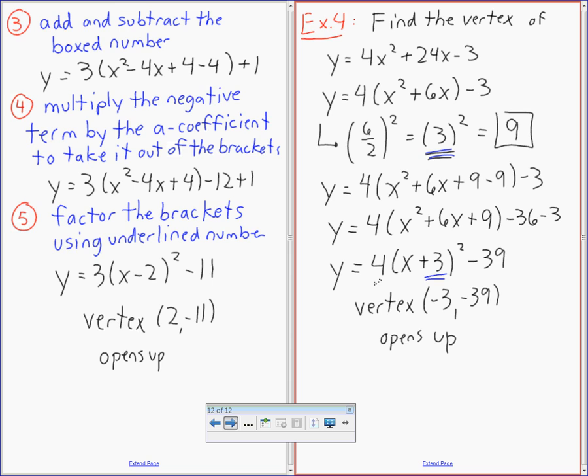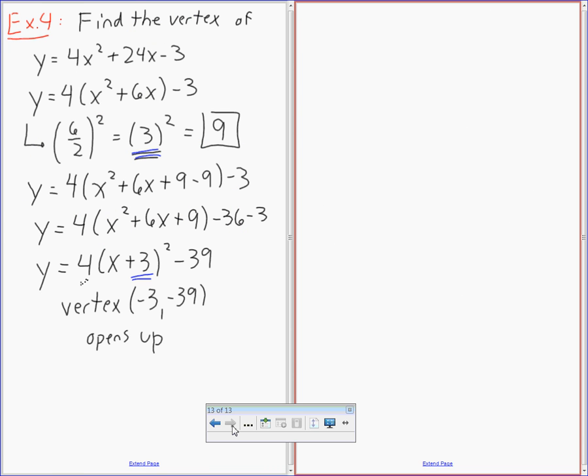All with integers, okay? Example 5. I'm going to give you about 5 minutes to do this one. If you need to consult with your partner, feel free. Find the vertex of y equals negative 2x squared plus 16x plus 1. I'm going to hit pause in the video.